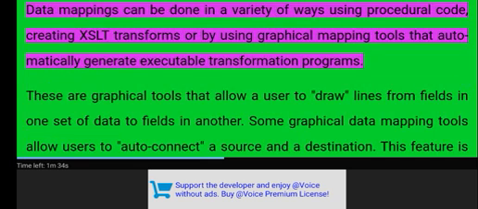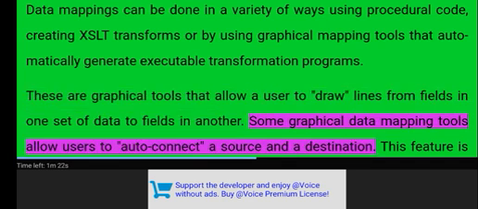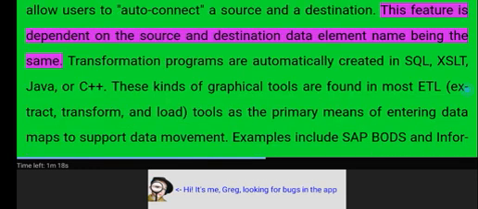Data mappings can be done in a variety of ways: using procedural code, creating XSLT transforms, or using graphical mapping tools that automatically generate executable transformation programs. These are graphical tools that allow a user to draw lines from fields in one set of data to fields in another. Some graphical data mapping tools allow users to auto-connect a source and a destination. This feature is dependent on the source and destination data element names being the same. Transformation programs are automatically created in SQL, XSLT, Java, or C++.